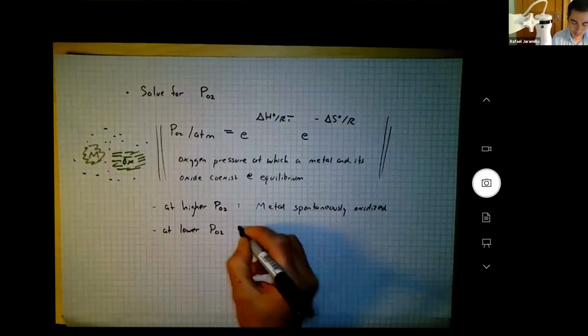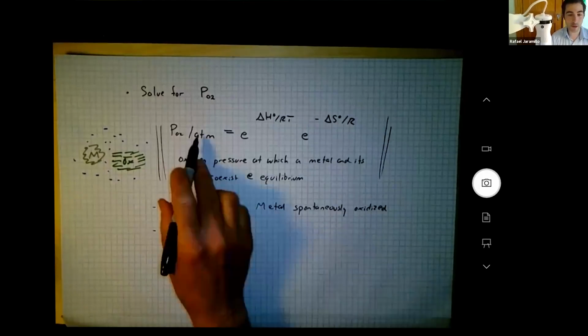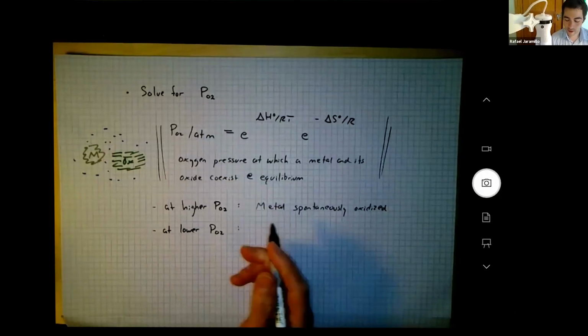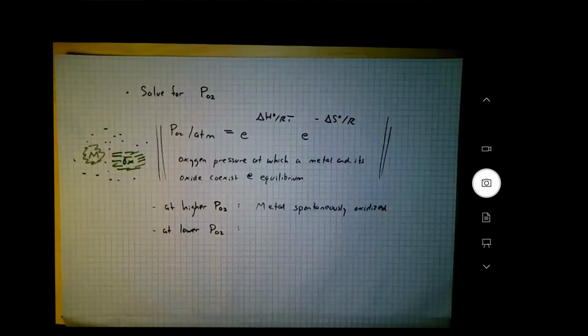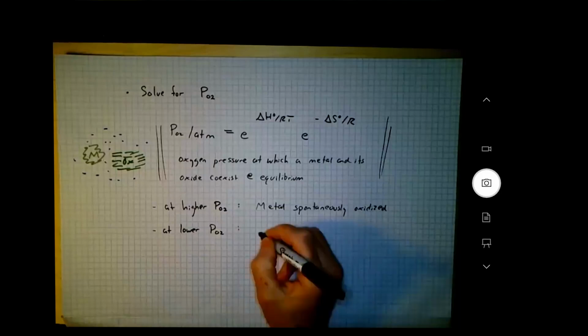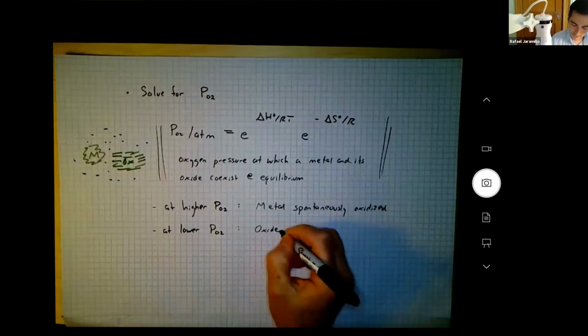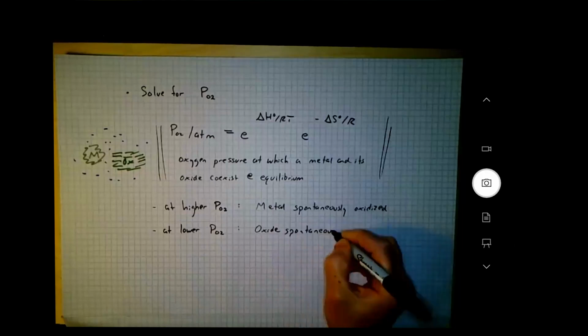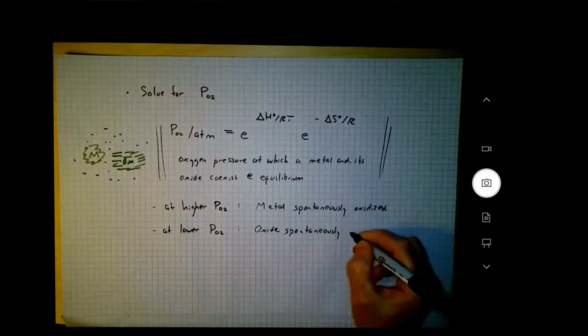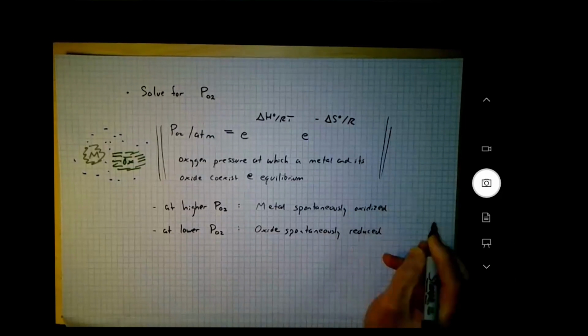At lower oxygen partial pressure, if we're below this value, what do we expect to happen spontaneously? We will see the reverse reaction happening. So more O2 gas will form. How does it form? Through the oxide decomposing back into a metal and O2 gas. Exactly. Thank you.